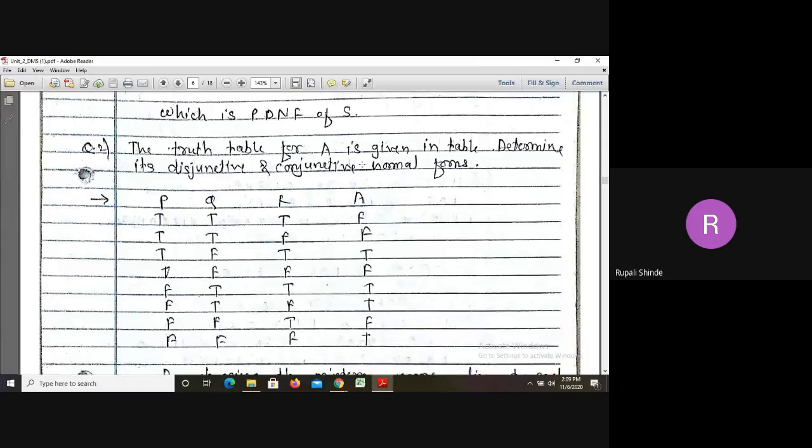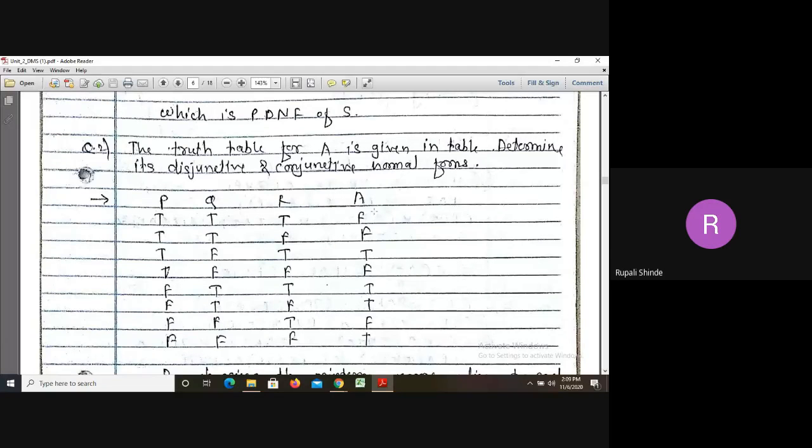Now check. Next we have to find conjunctive normal form, that is PCNF. Now tell me which value we have to look into in the last column, T or F? F. Good. F check करायचे. आता F साठी जर त्या व्हेरिएबल ची व्हॅल्यू T असेल तर ते व्हेरिएबल ओरिजिनल फॉर्म मध्ये असणार आहे की निगेशन घ्यायचे? निगेशन घ्यायचं. Yes, negation. Correct.